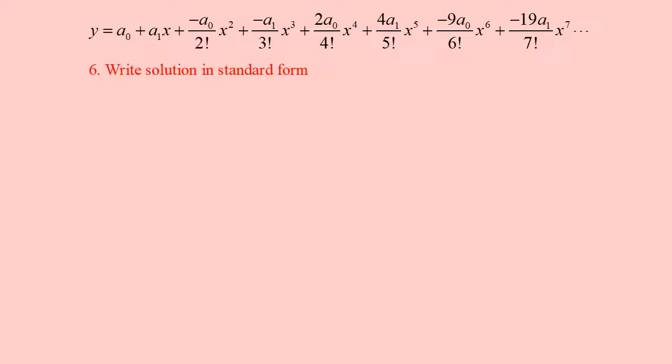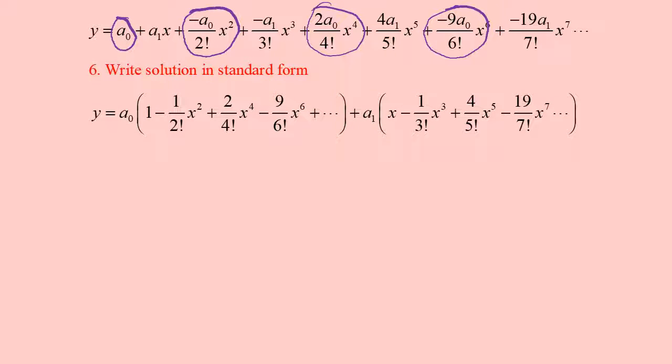Now what we mean by writing this in standard form is we want to collect all of the terms that have an a naught in them together into a single term, and then all the other terms, which will have a1s, we'll write as a separate term. So we have this written as 2 terms, a naught times some polynomial, a1 times some polynomial. That's what standard form is.